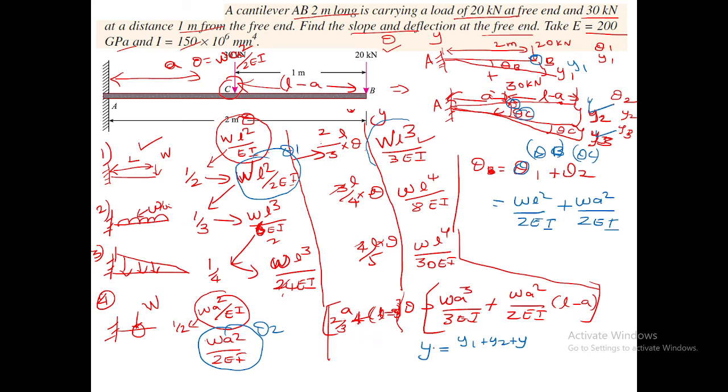So y1 is W L cube divided by 3EI, plus y2, which is W A cube divided by 3EI, plus y3, which is W A square divided by 2EI into (L minus A).